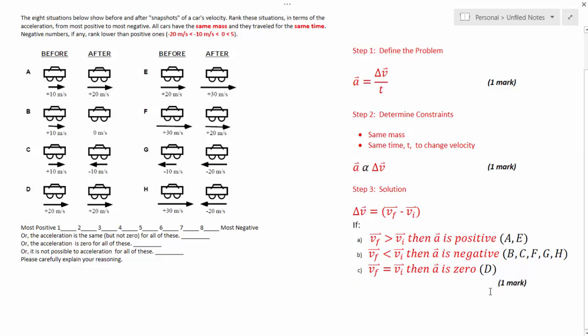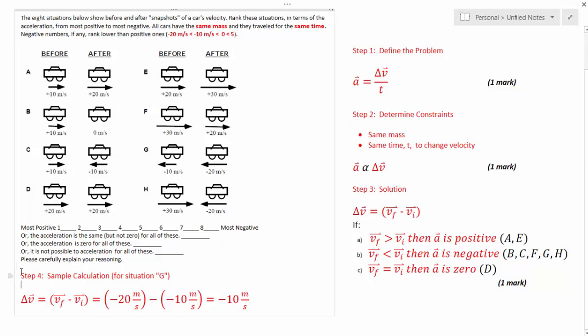For the last point, all you need to do is show one sample calculation, pick one that's reasonably challenging, and then rank your question accordingly. So you can see on the lower left, my step 4, my sample calculation, I've chosen image G. So to find my change in velocity, which is ultimately all I care about, v final minus v initial, my final velocity is negative 20. My initial velocity was negative 10, and when I do the math, my change in velocity is negative 10 meters per second.